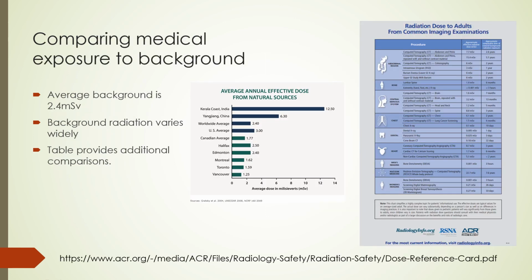Here is a table of doses from common imaging procedures as well as a graph of the average background exposures from different locations around the world. According to this chart, the average person in the US receives about 3 millisieverts per year of background radiation dose. Average yearly background radiation dose is about 2.4 millisieverts worldwide. In this table of doses, a chest X-ray of 0.1 millisievert is comparable to a person receiving about 15 days of natural background radiation exposure.